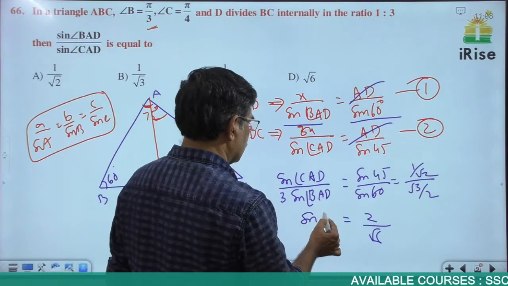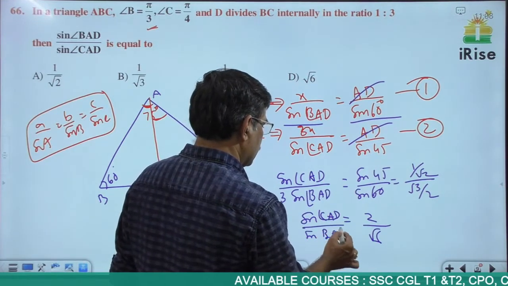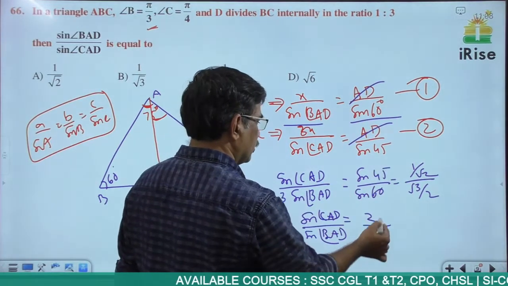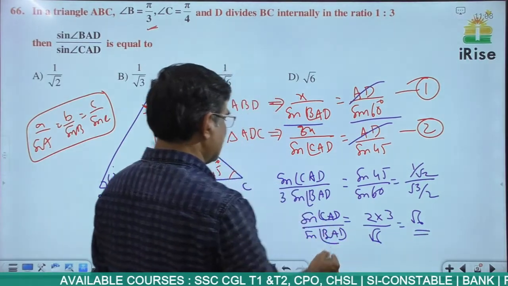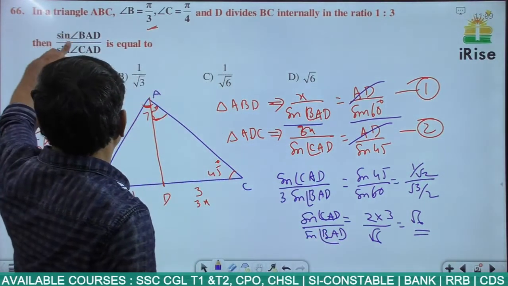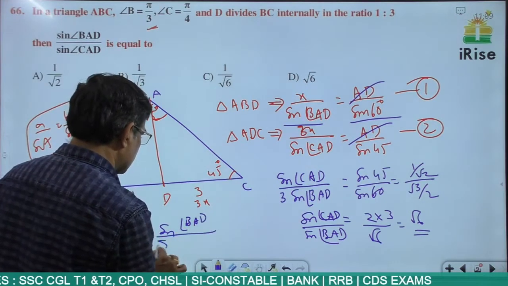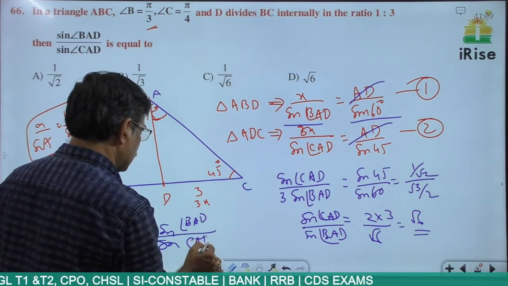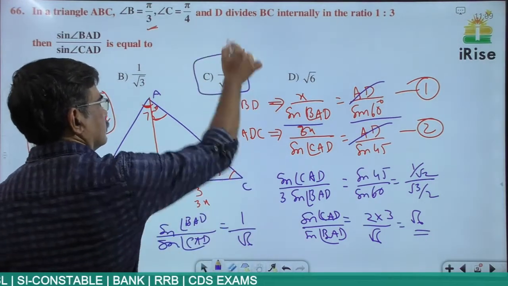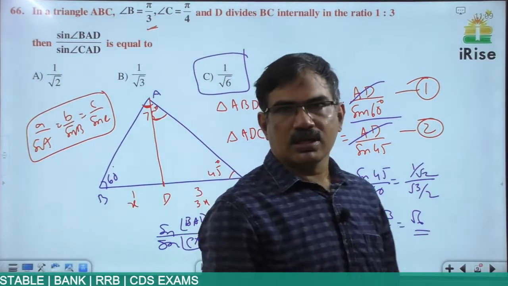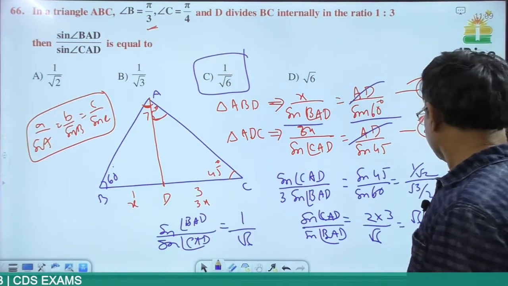Then sin CAD by sin BAD, if you cross multiply, you get into 3, so 6 by root 3 means root 6. This is sin CAD by sin BAD. But the question is reverse: what is sin of angle BAD by sin of angle CAD? Reverse it. So the answer is 1 by root 6. This question is also based on sine rule. Okay. Next question.